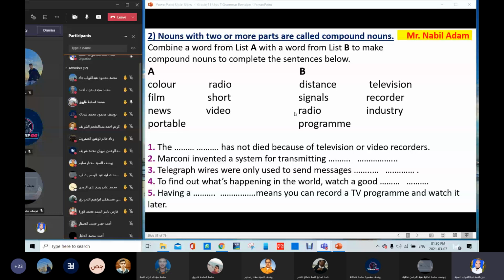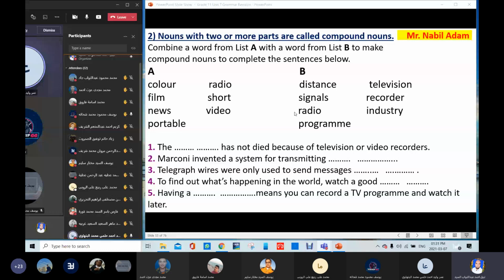Okay, Yusuf Mahmoud Chahata: Telegraph wires were only used to send messages short distance. Very good. Hamad Ali Rabia: To find out what's happening in the world, watch a good news program. Very good. Al Banhawi, last one: Having a video recorder means you can record a TV program and watch it later. Thanks a lot. Now let's check your answers.